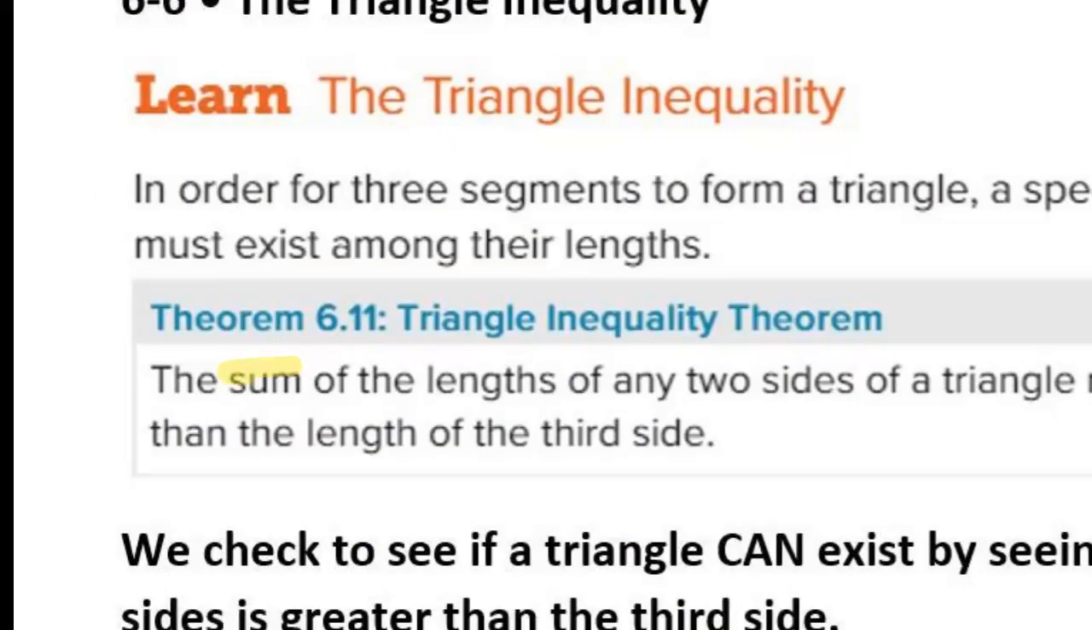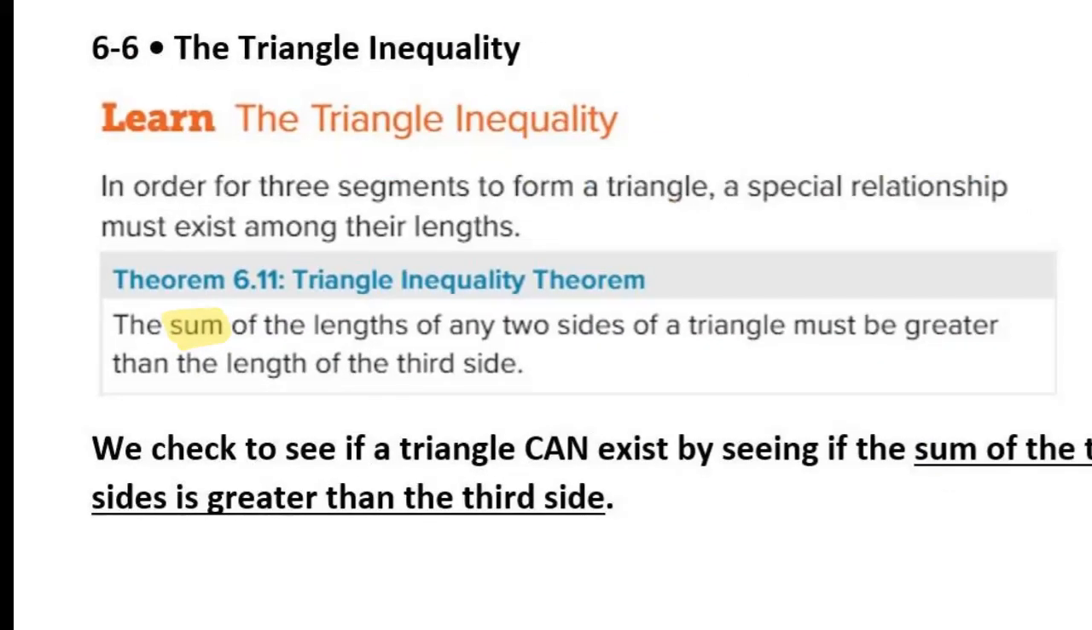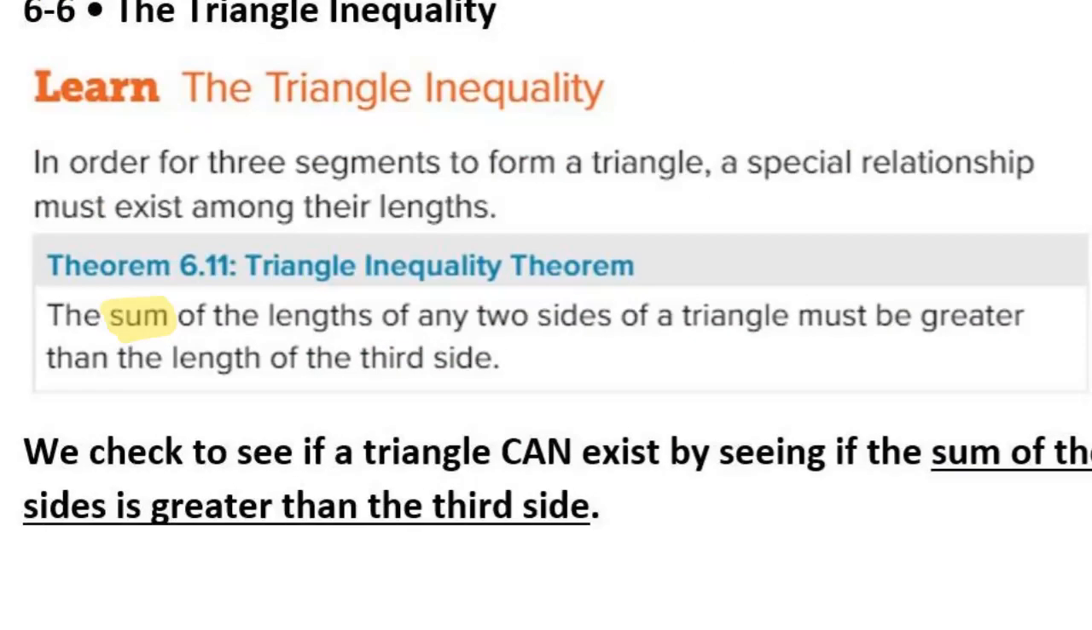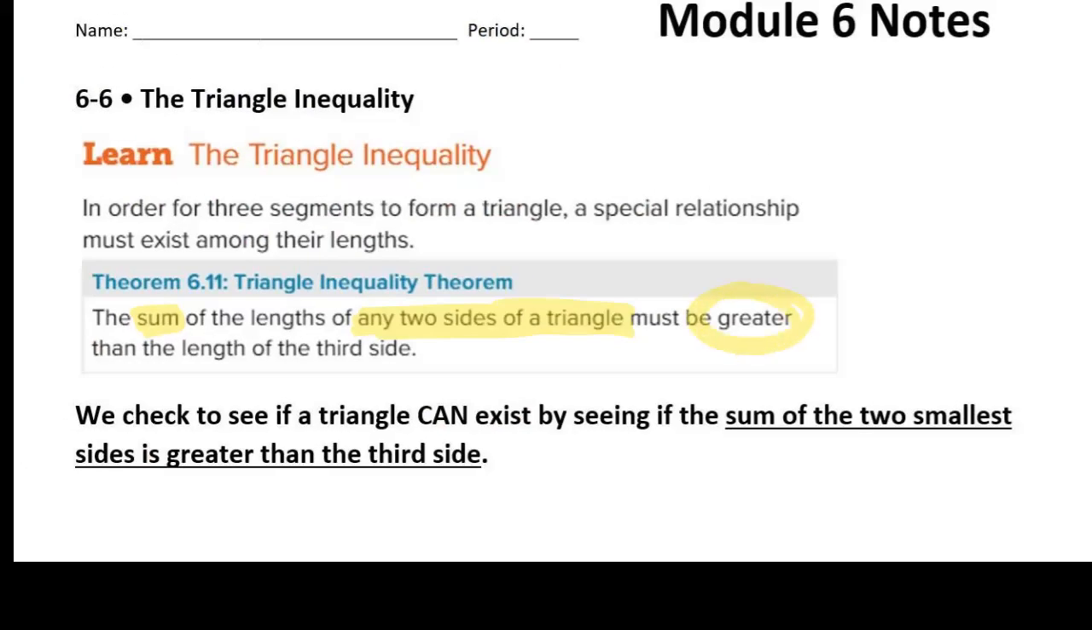The sum of the lengths of any two sides of a triangle must be greater than the length of the third side. The sum of any two sides of a triangle must be greater than the third side.